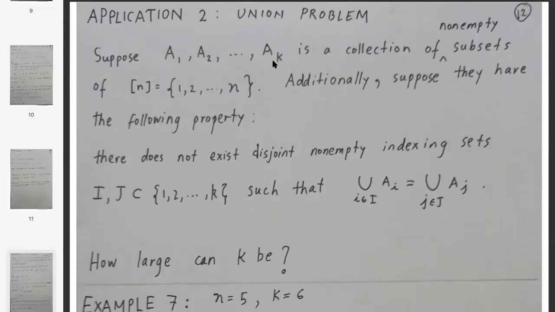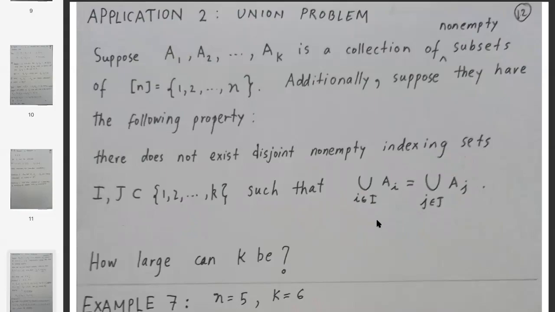So what is the problem? Suppose A1, A2, ..., AK is a collection of non-empty subsets of 1 to n. Additionally, suppose they have the following property: there does not exist disjoint non-empty indexing sets I, J which are subsets of 1 to K such that the union over i belonging to I of Ai is equal to the union over j belonging to J of Aj.